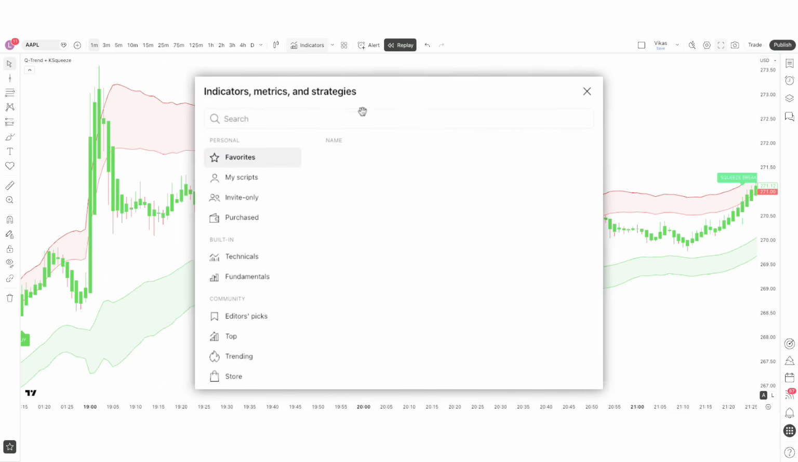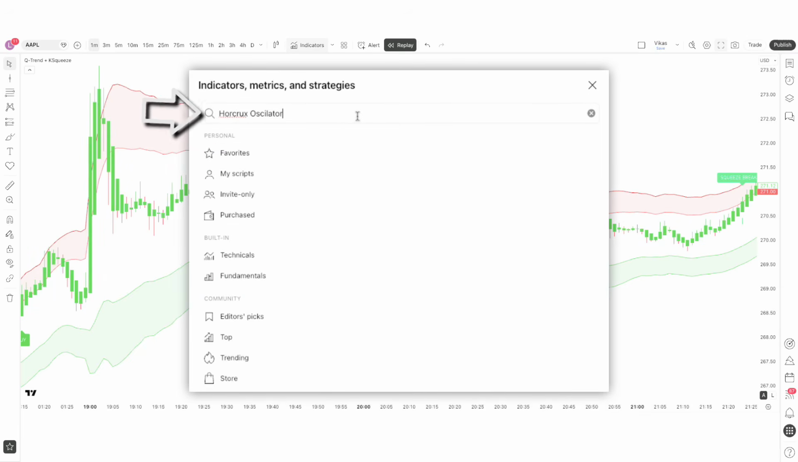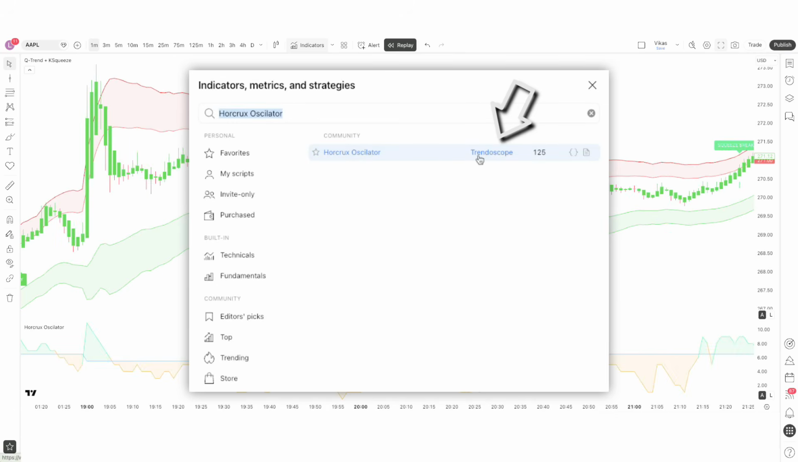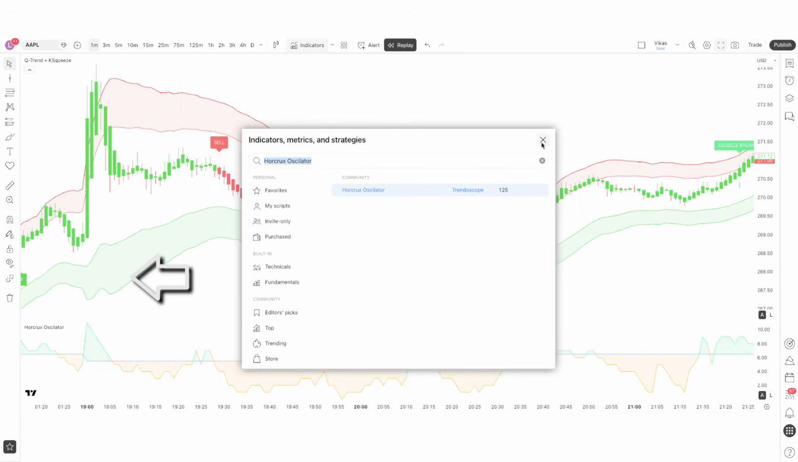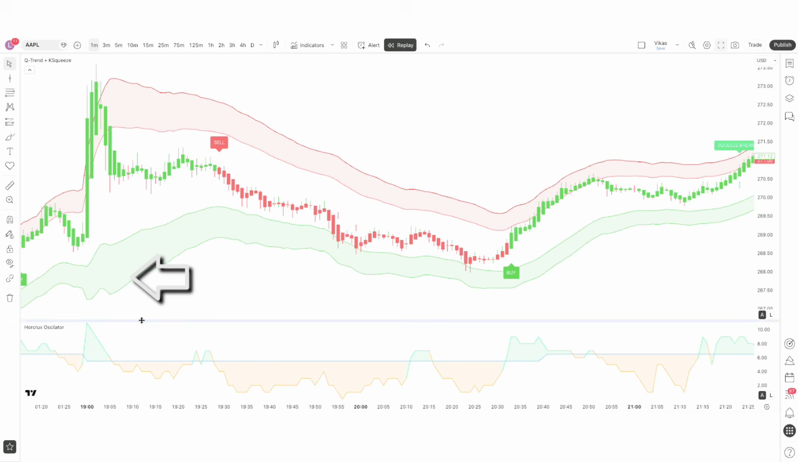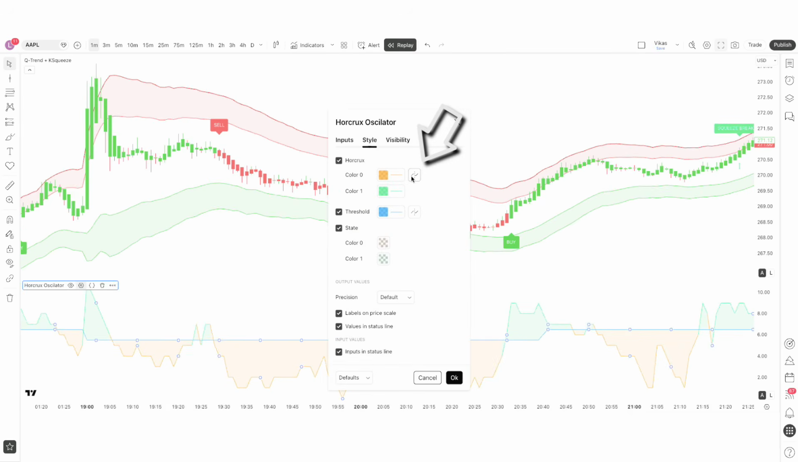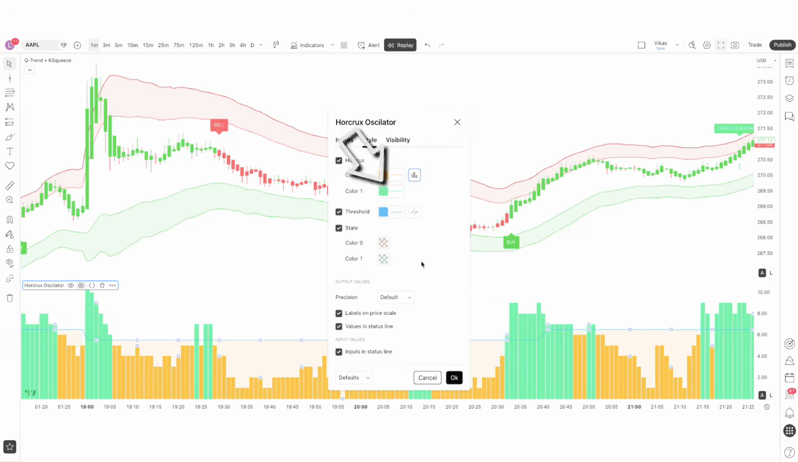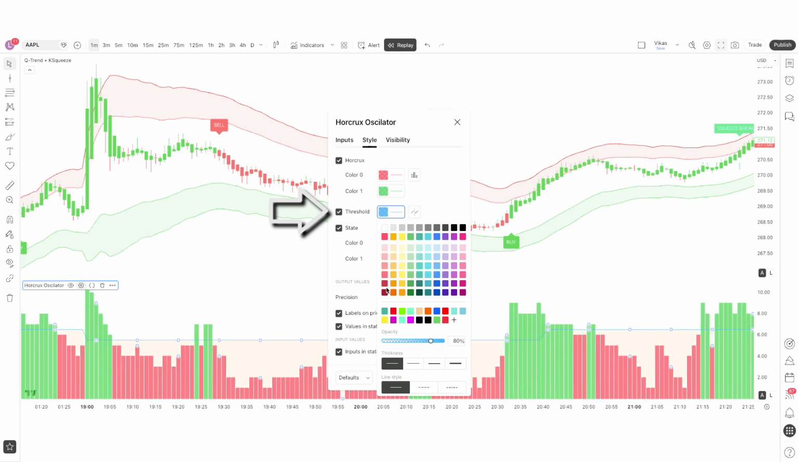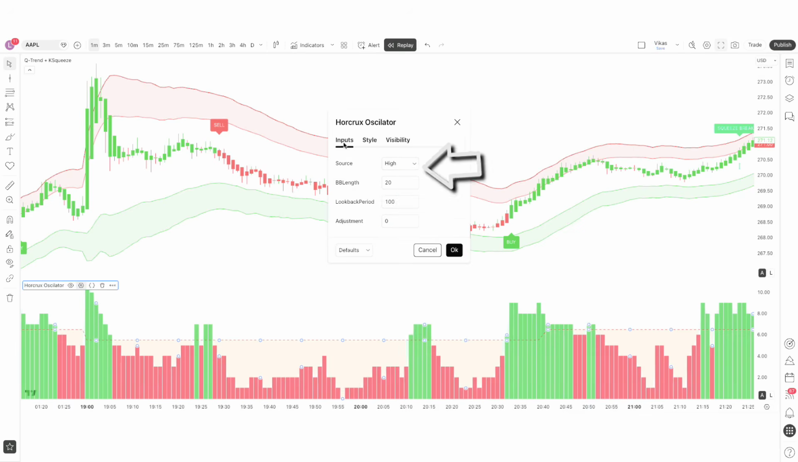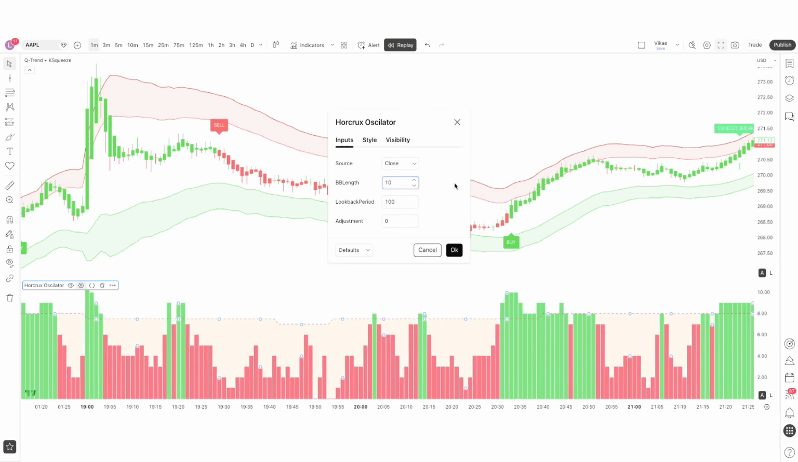Let's go to the Indicator Search tab, search Horcrux Oscillator, and select this one called Horcrux Oscillator, created by Tradingoscope. Now let's access the settings of this indicator so we can modify it to suit our strategy. We change the Horcrux line to columns, then change color 0 and 1, then change the threshold color, then change source high to close, then change BB length 20 to 10, and here everything is fine after that.